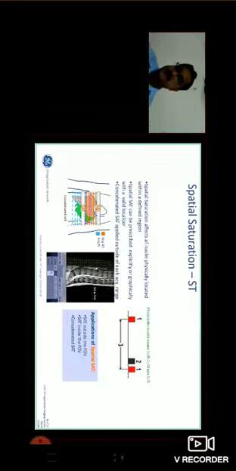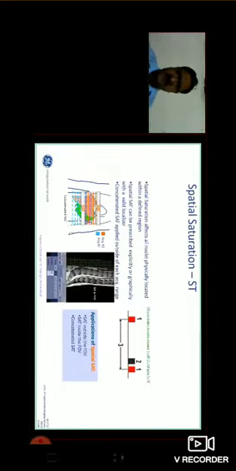There are three types of saturation bands. One you can place inside the FOV. One you can place outside the FOV. And one is concatenated, that means a walking or moving sat band. Since your slices are moving, the sat band also will move forward. That is used for angiographic techniques.